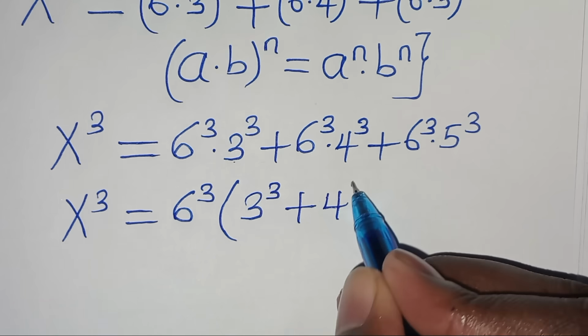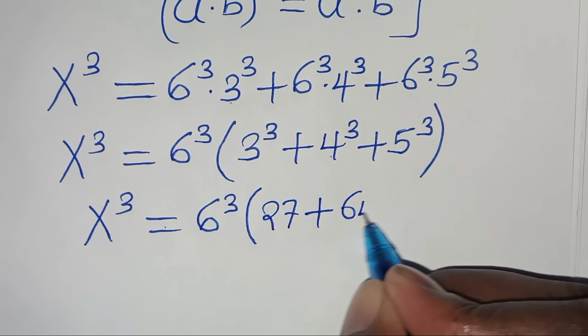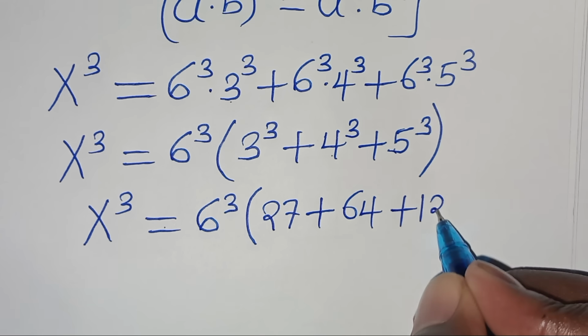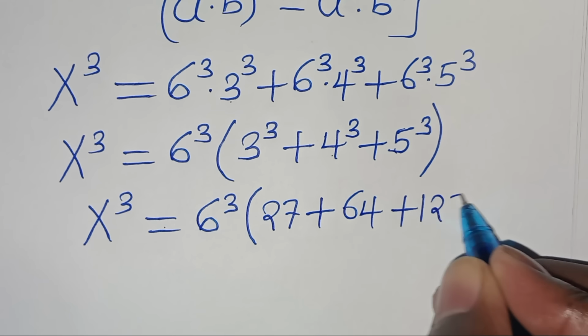The next step, we have x to the power of 3 equal to 6 to the power of 3 into the parentheses: 3 to the power of 3, this is 27, plus 4 to the power of 3, this is equal to 64, then plus 5 to the power of 3, this is 125.